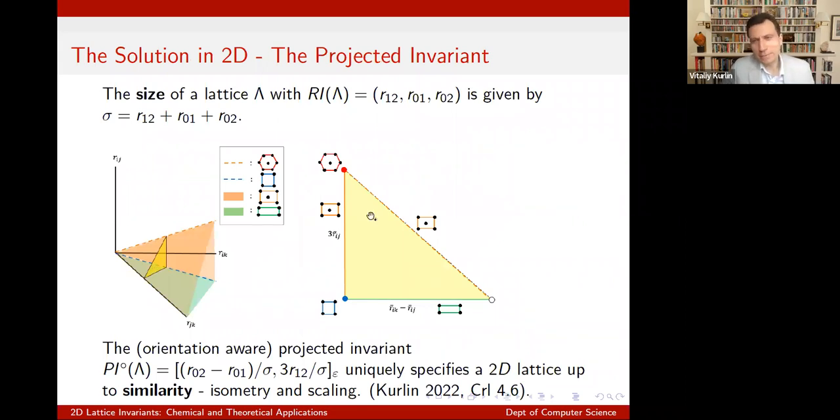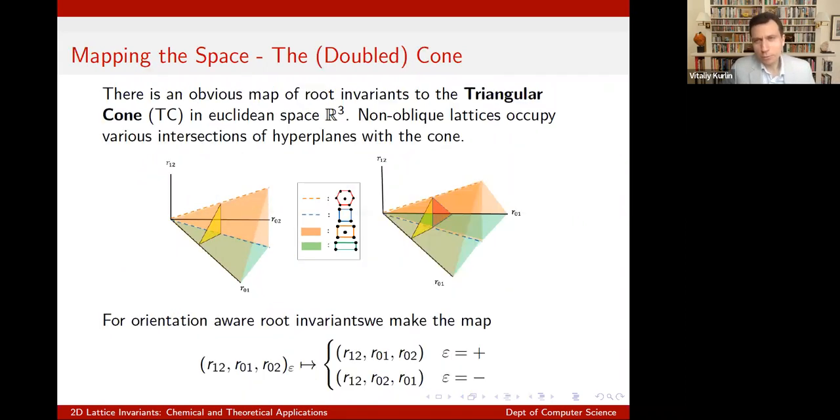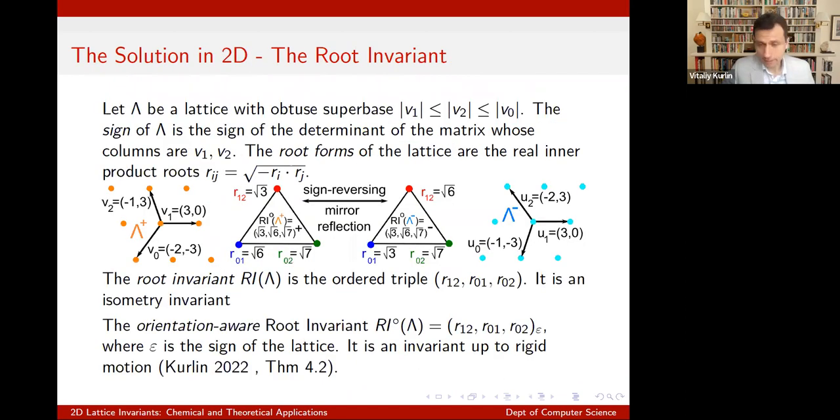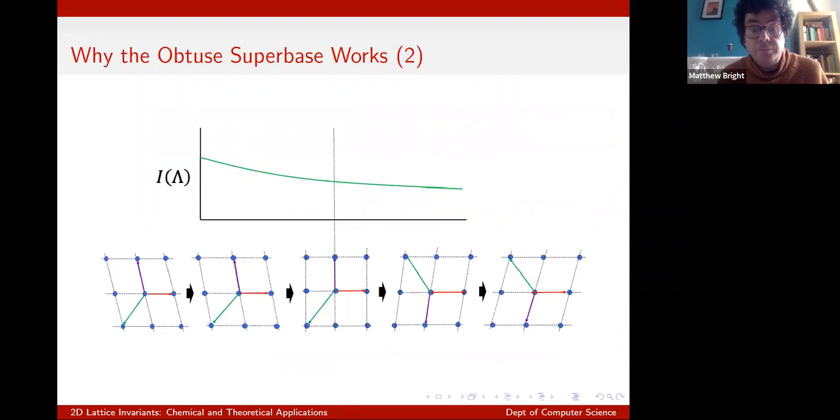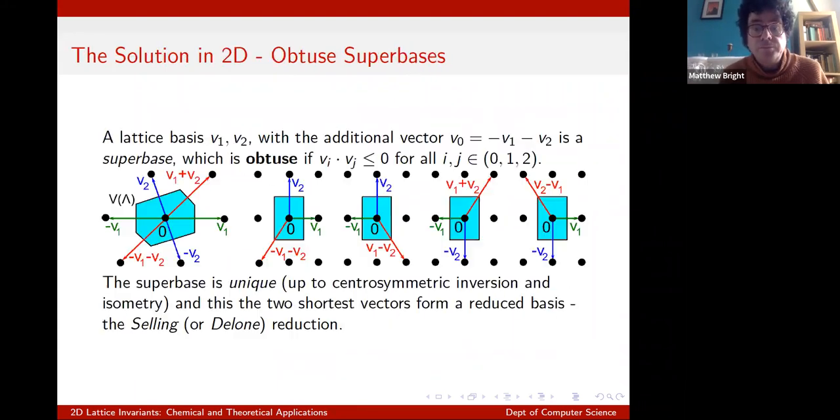Sorry, could I clarify a bit? Yeah. So this root products from the previous slide, from that slide, and root invariant. So it is an isometry invariant, and it is also invariant under rigid motion. But under rigid motion, it is not complete. We need an extra sign to make it complete.